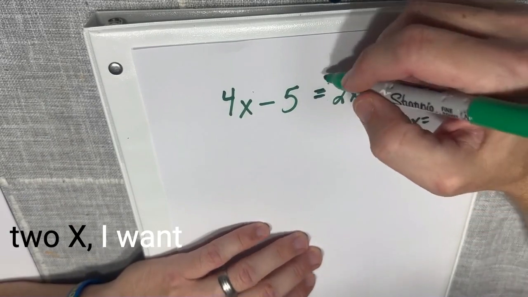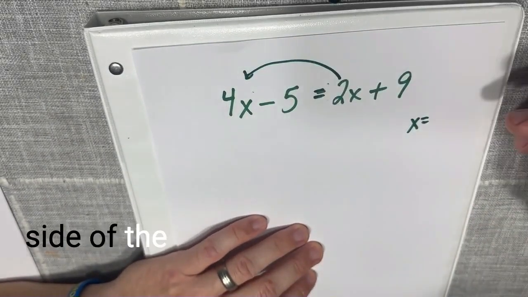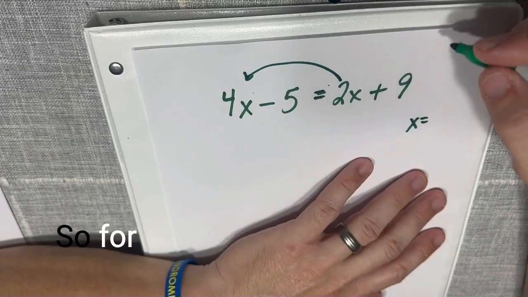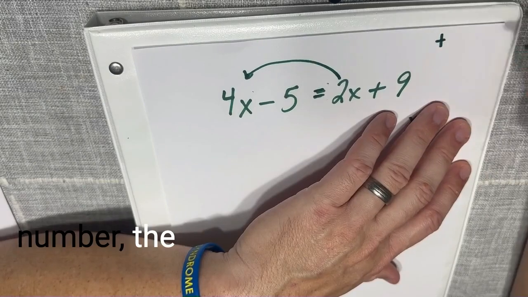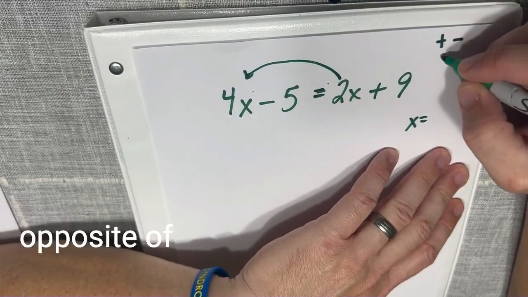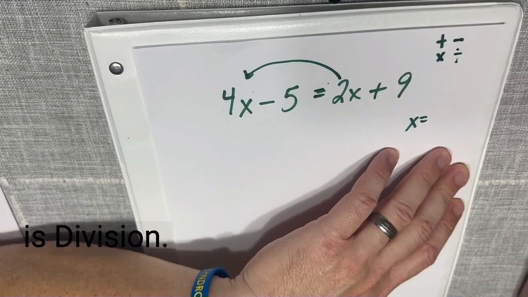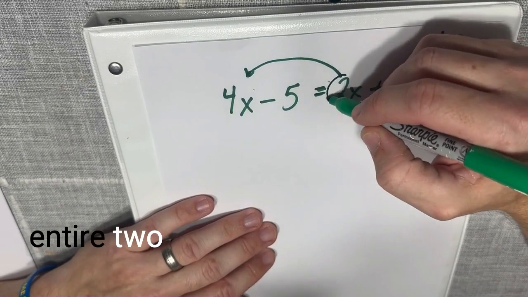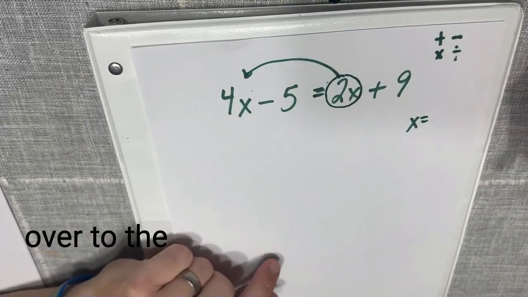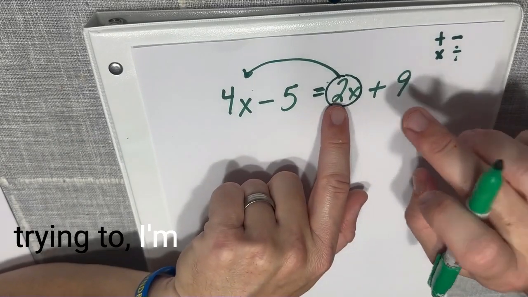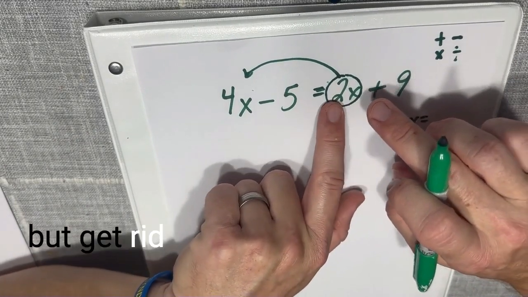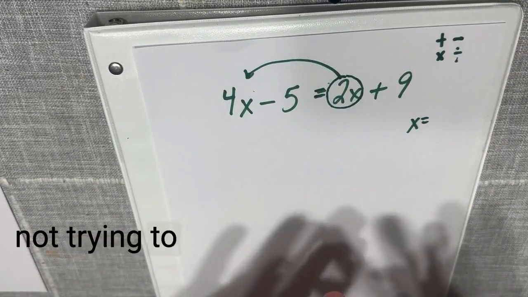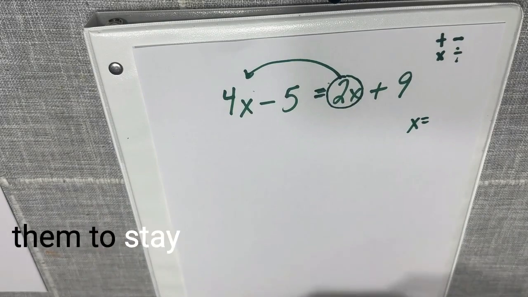So this 2x, I want to move over to the left side of the equal sign, okay? To do that, remember, we're working with the opposite. So for example, if it's a positive number, the opposite of addition is subtraction. And remember, the opposite of multiplication is division, okay? Now this is going to be really important. I want this entire 2x to move over to the other side, okay? I'm not trying to keep the x but get rid of the 2. I need the whole entire 2x to go, because I'm not trying to break the 2 and the x apart. I want them to stay together.